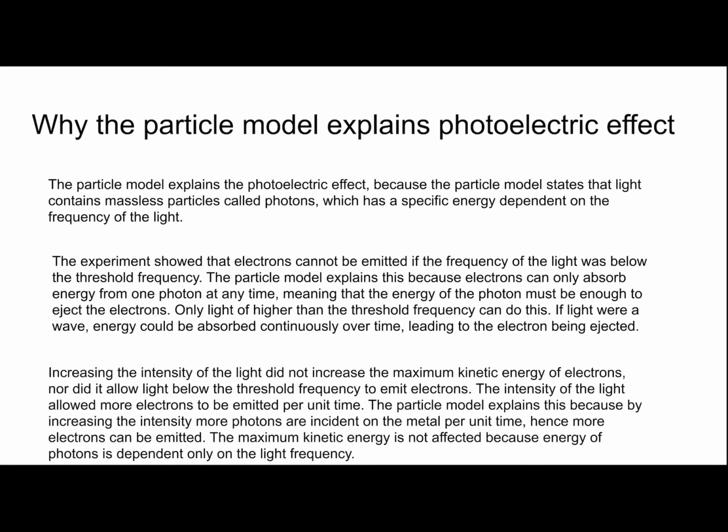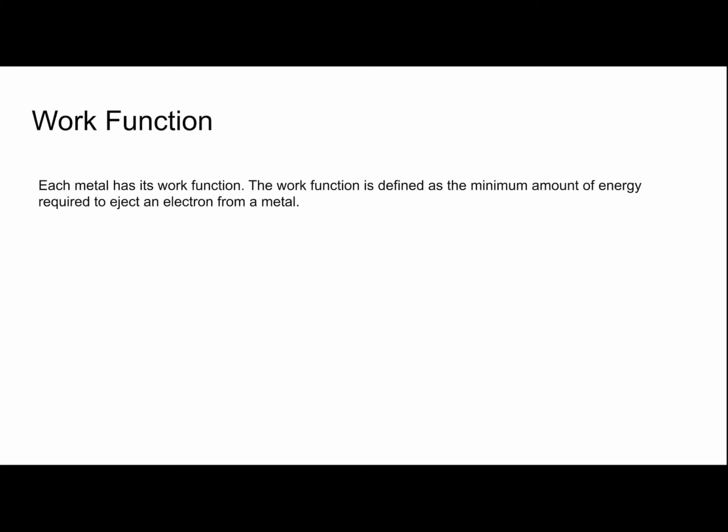Right, so the work function. The work function is defined as the minimum amount of energy required to eject an electron from the metal. Each metal, like I mentioned before, has a different work function. So if I had a silver metal and a zinc metal, the work function of the silver metal would be different to the work function of the zinc metal, okay? The work function of a metal is represented mathematically by phi, which is the circle with a line through it. Just remember it that way.